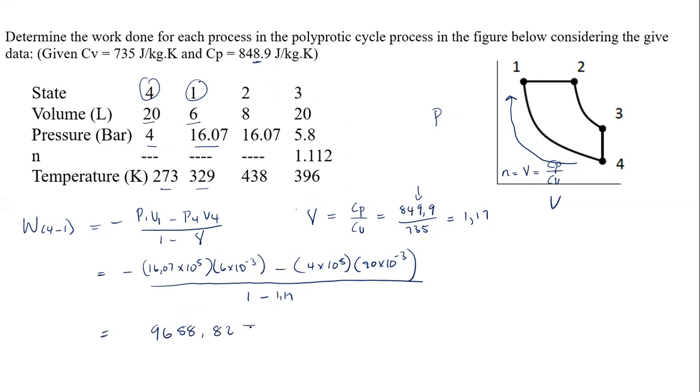9658.82 joules. And you see, our work is positive because this is compression, because the volume is now decreasing, hence why we're getting this. So this is work of compression, okay? So that's what is basically happening, okay? So yeah, and then that's it.